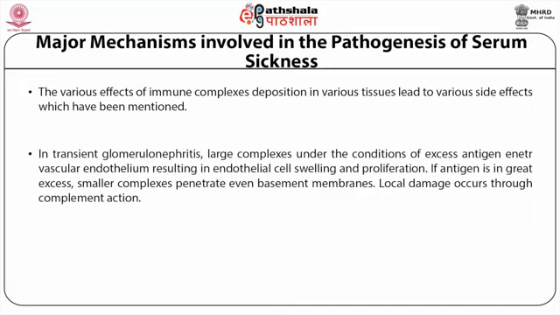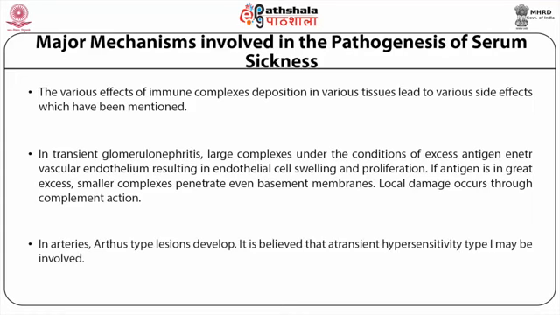In transient glomerulonephritis, large complexes under conditions of excess antigen enter the vascular endothelium, resulting in endothelial swelling and proliferation. If antigen is in great excess, smaller complexes penetrate even basement membranes. Local damage occurs through complement action. In arteries, Arthus type lesions develop. It is believed that a transient hypersensitivity type 1 may be involved.